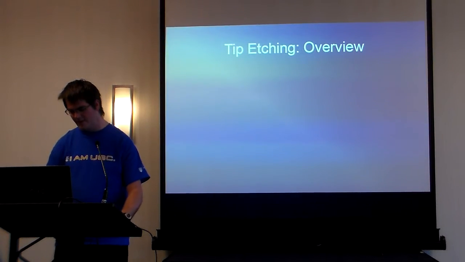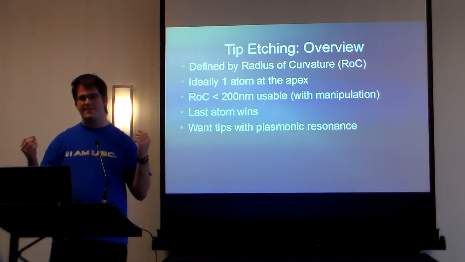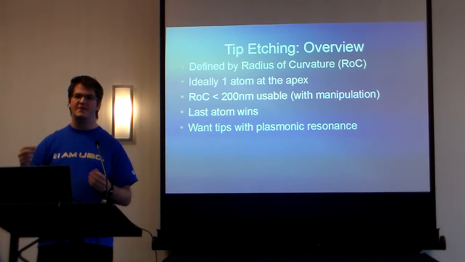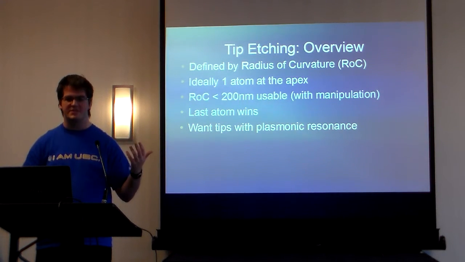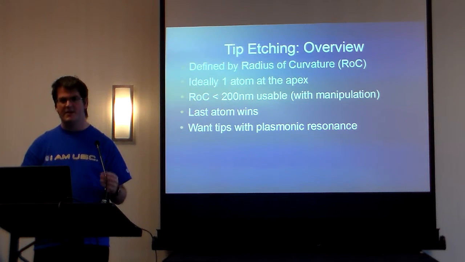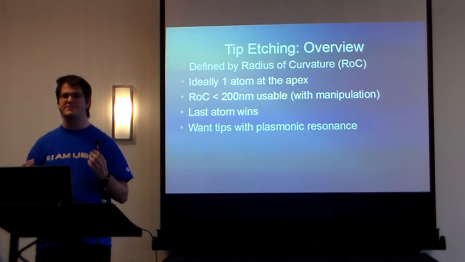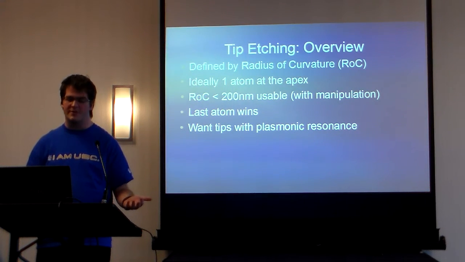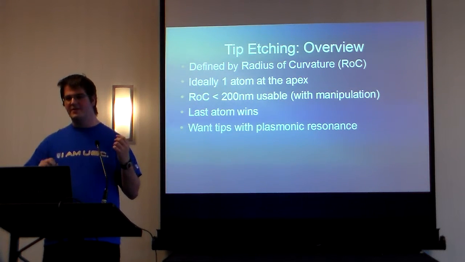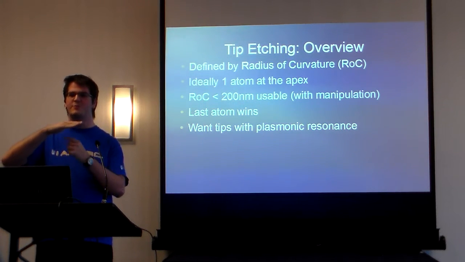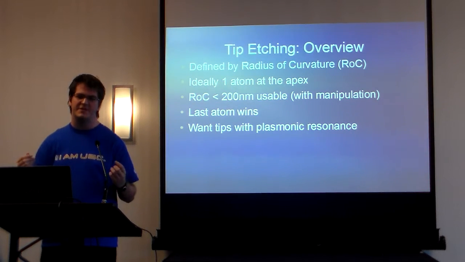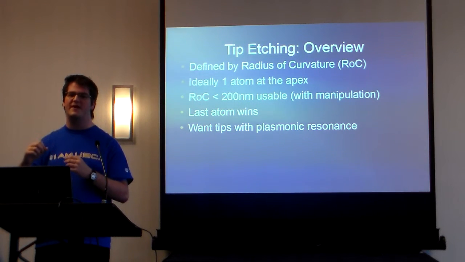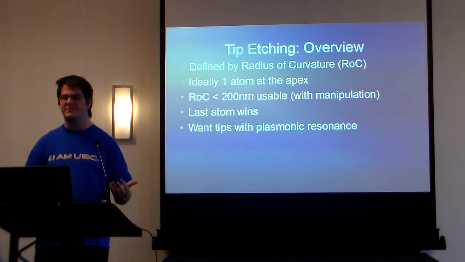And so with tip etching, the tips themselves are very rarely one atom in the ideal case. And so they're usually defined by the radius of curvature. In some pictures later, I'll explain exactly what that is. Less than about 200 nanometers is usable because there are some manipulations you can use in order to get them to a good quality tip. But even if you have just basically a flat surface with one atom sticking through, you'll still get a beautiful image because the decay in tunneling probability is so large over even an angstrom.